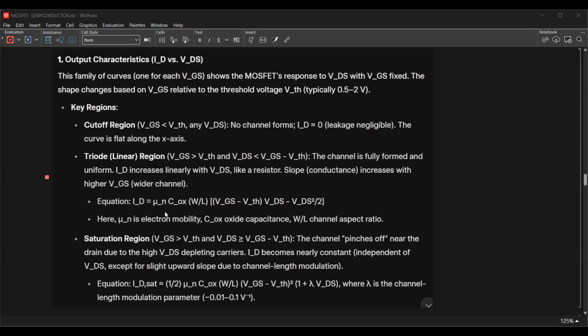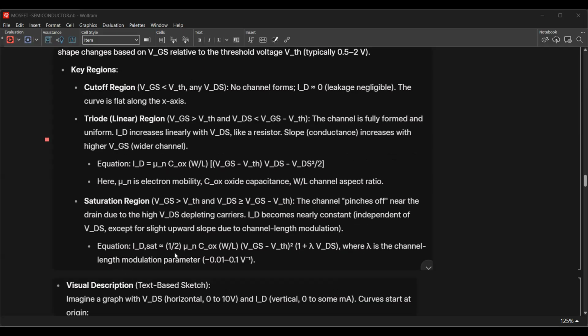So we have the equation we use here. The drain current is equal to mu sub n, the electron mobility, times COX, the oxide capacitance, times W over L, the ratio of the channel width to the channel length, times VGS minus VTH times VDS minus VDS squared over 2. Here mu n is the electron mobility, COX the oxide capacitance, and W over L the channel aspect ratio.